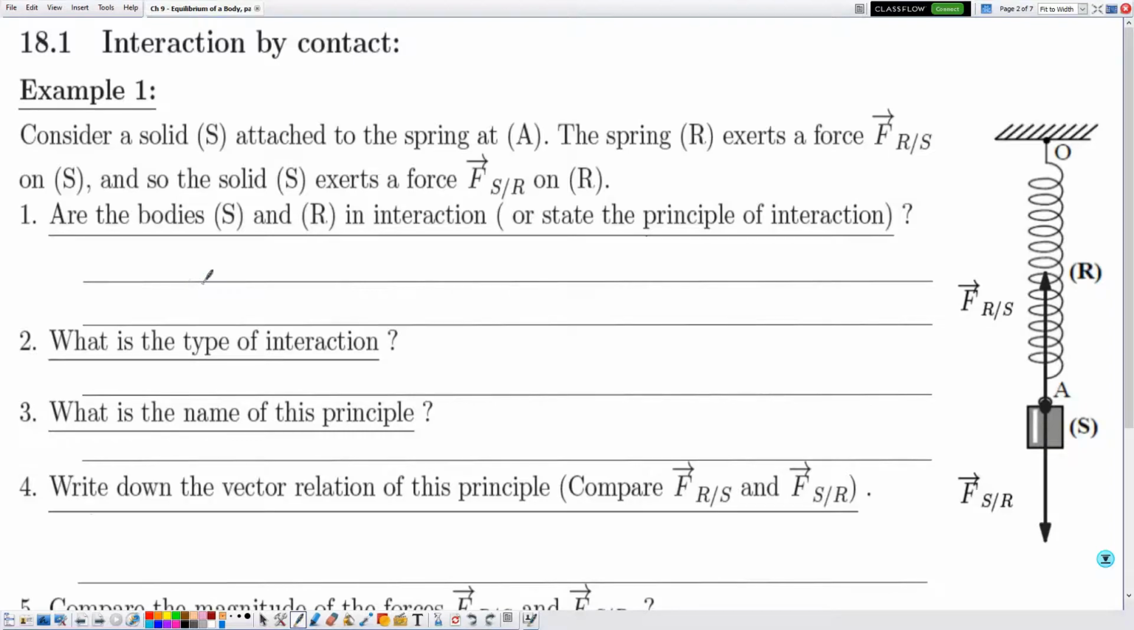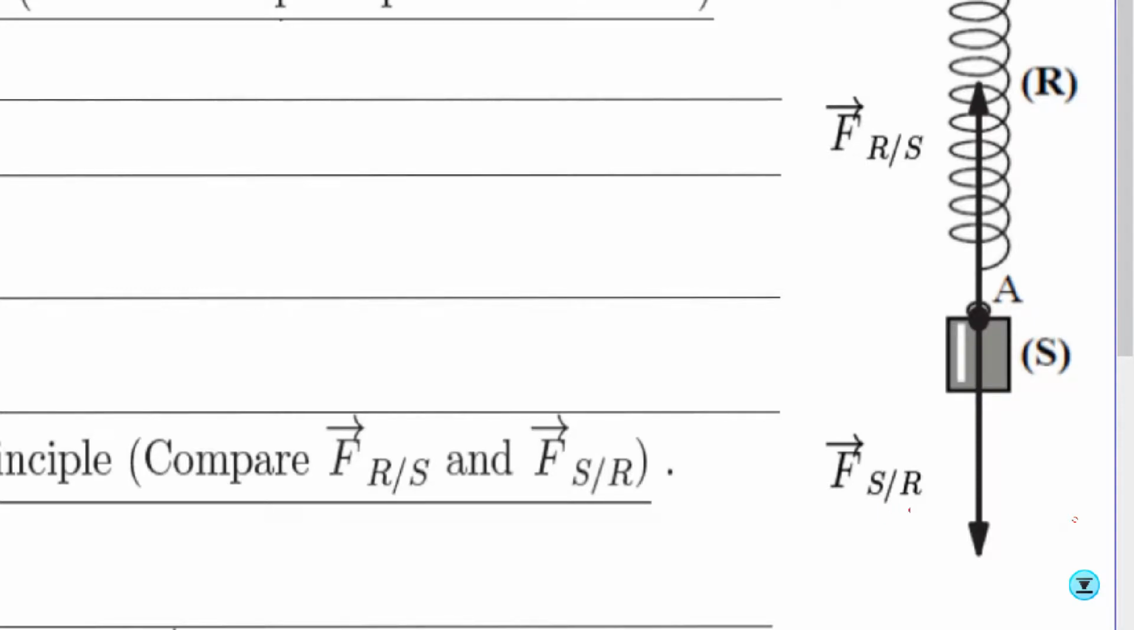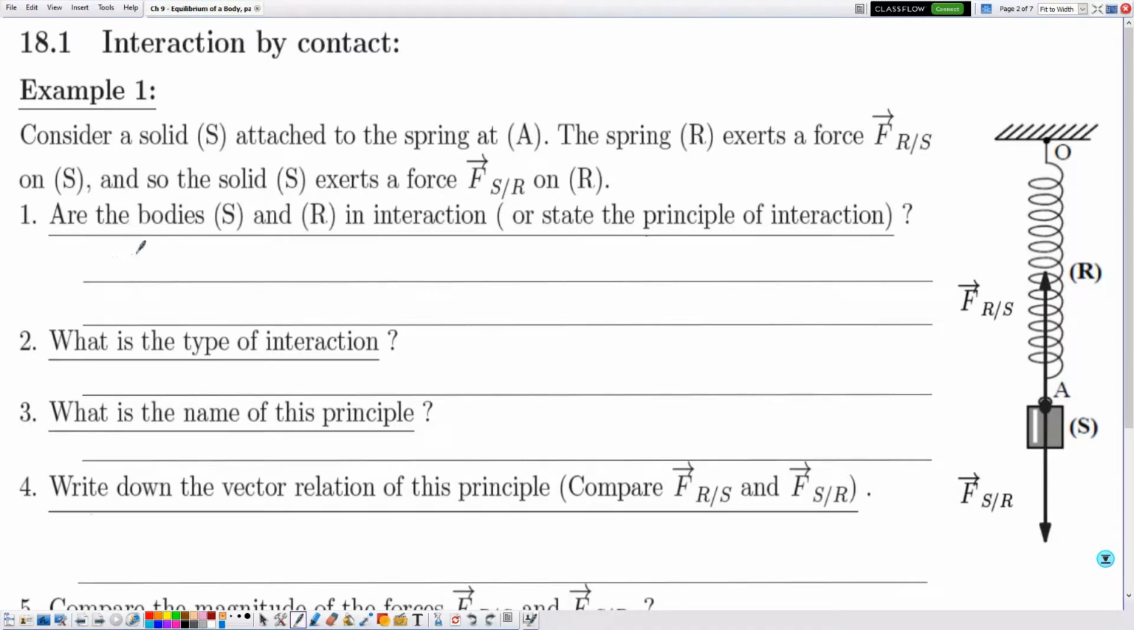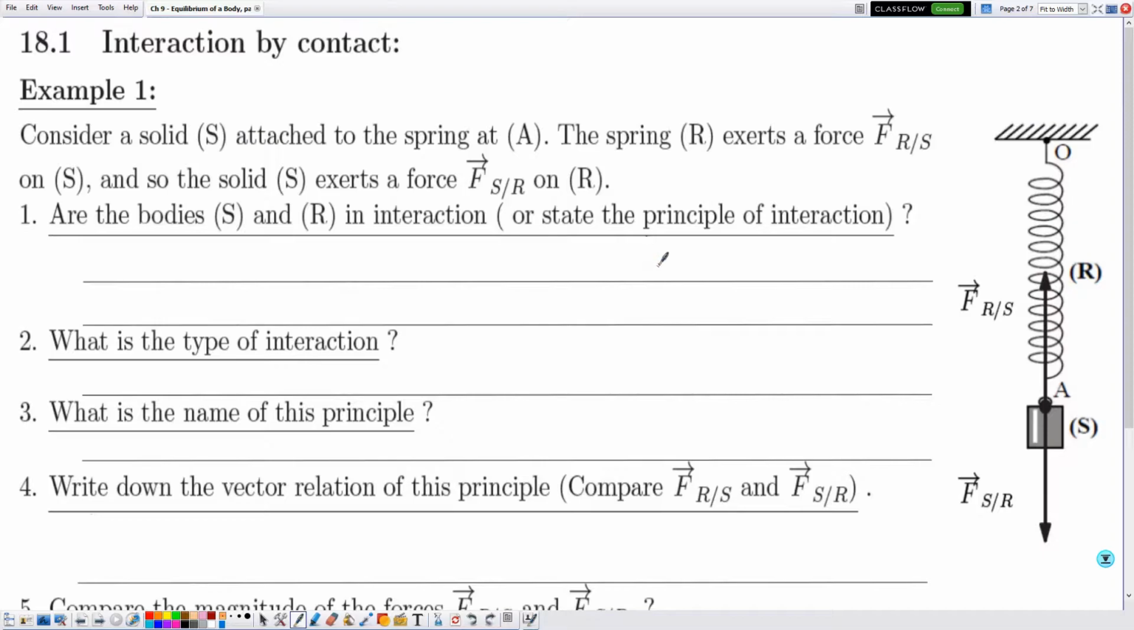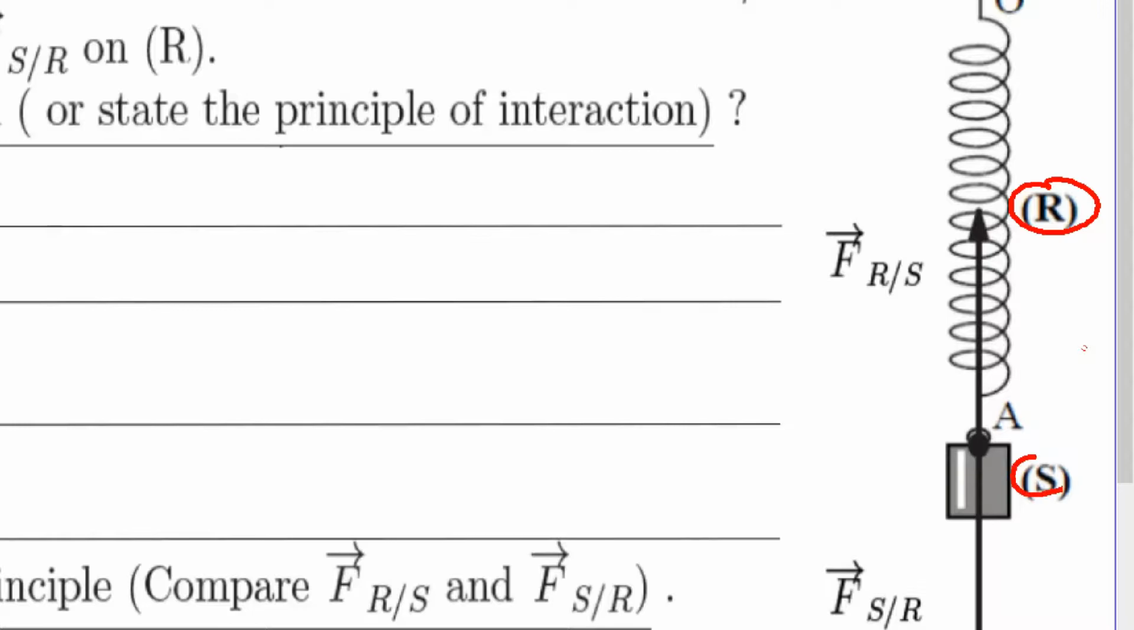Now let's proceed. Here I also wanted to mention that this force, Fs on R, is not the weight, because we know that the weight is represented from the center of gravity G. Now, are the bodies S and R in interaction? We need to complete the following activity and fill up the following spaces. We need to justify why the two bodies are in interaction. The two bodies involved in this problem are the spring R and the solid S.